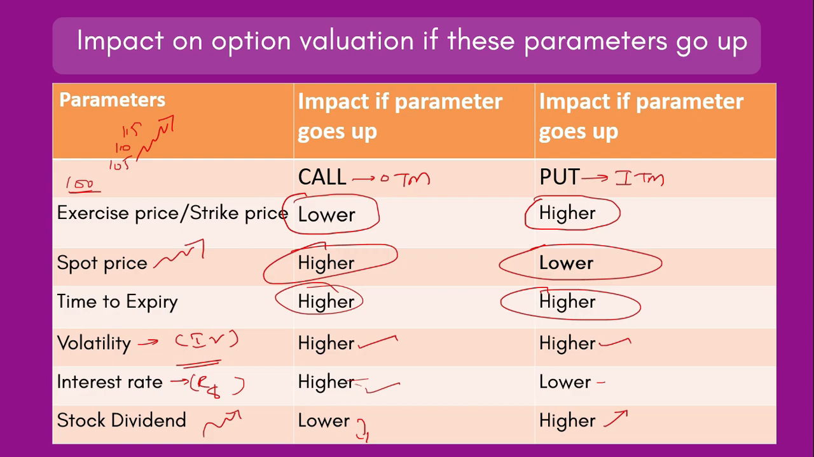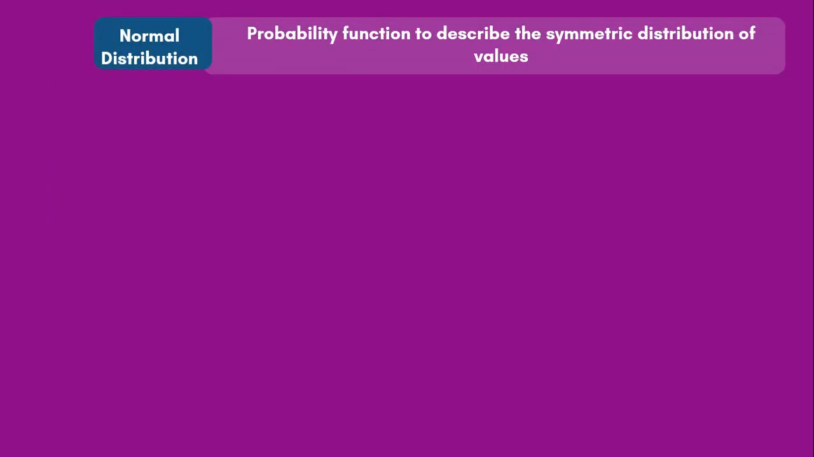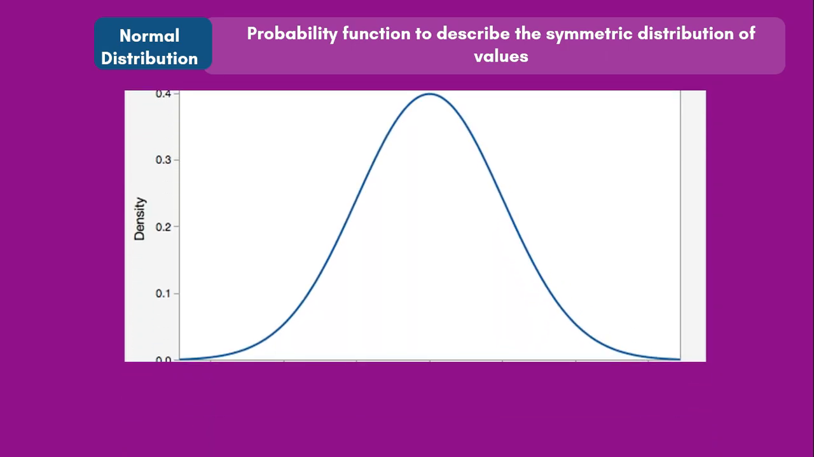So now that we know what factors drive premium price, the next topic that we can discuss is normal distribution and standard deviation. Normal distribution is a probability function to describe the symmetric distribution of values. I'll talk about this in detail. Basically this is a bell-shaped curve where mean is equal to median is equal to mode. This bell-shaped curve is basically the number of times a particular price or a particular range of price is hit when the stock is randomly moving up or down.